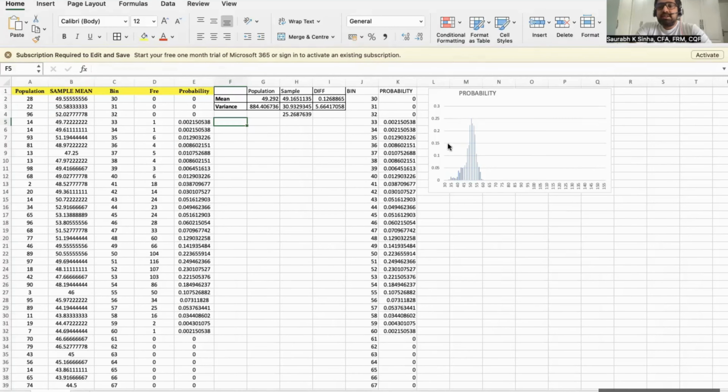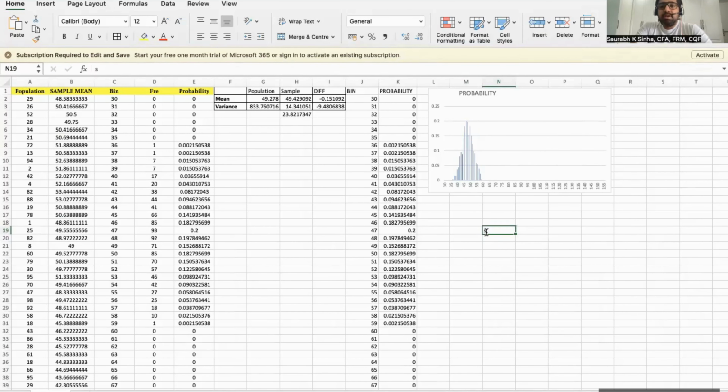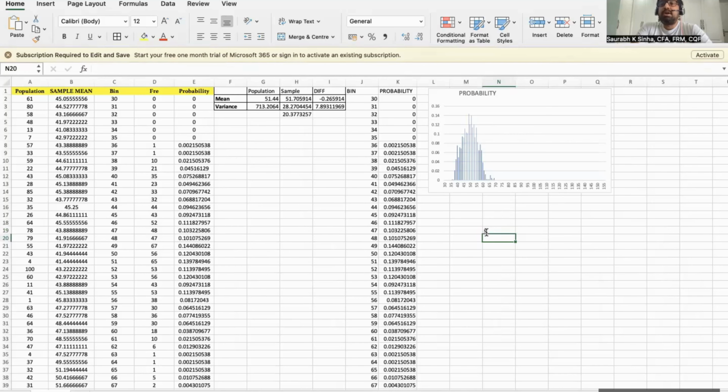Now you can see that it is not actually normally distributed. But if you keep on changing the sample, it will approach normal distribution. Sometimes it will not, sometimes it will approach the normal distribution. But on an average, if you keep on doing this exercise, it will approach normal distribution. This is one.